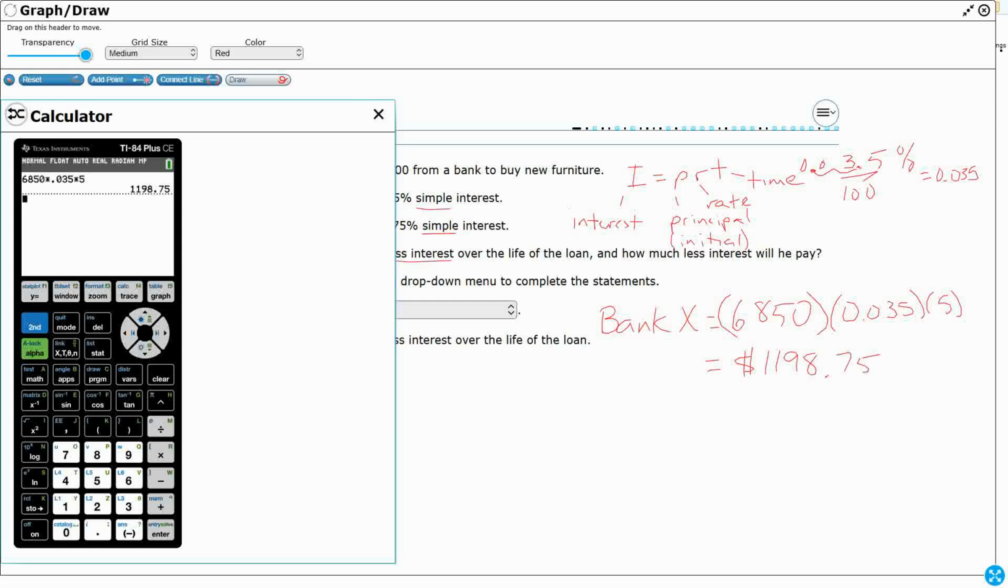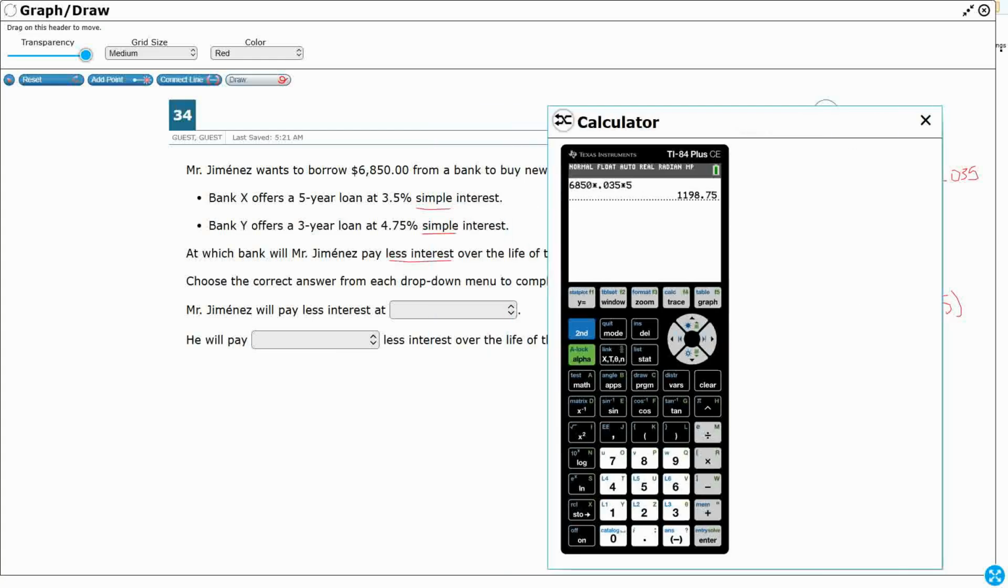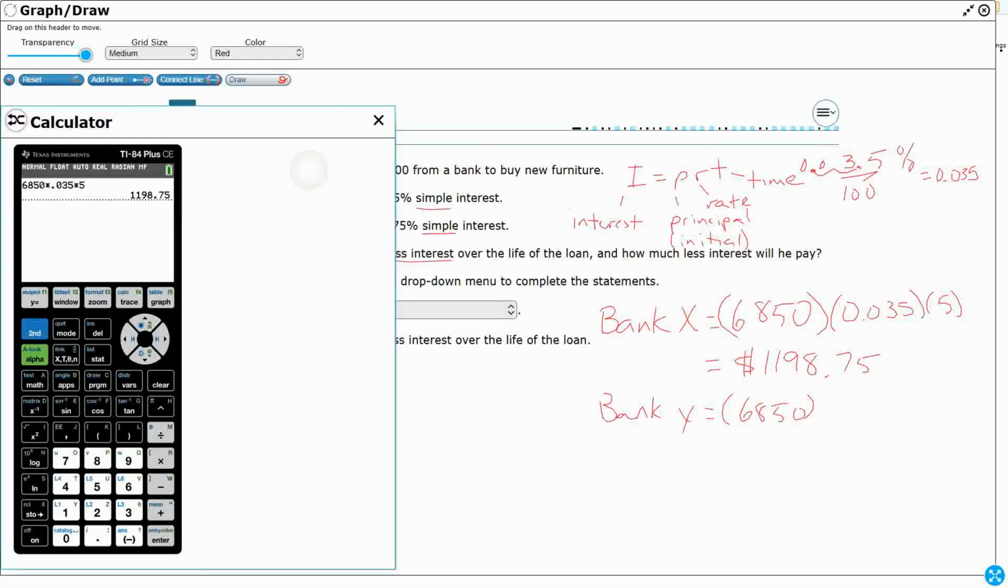Okay, so let's do Bank Y. Same principal, 6850. Now we're dealing with 4.75 interest. So 4.75, right? That's per 100. So we need to put that 4 in the hundredths place since that's the last whole number in the percent, or you can just move it over twice to the left, your choice. 0.0475, that's 475 ten-thousandths, only for 3 years.